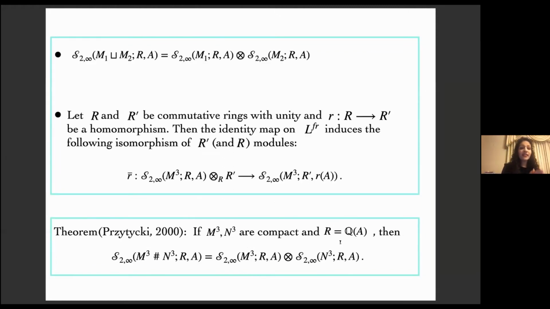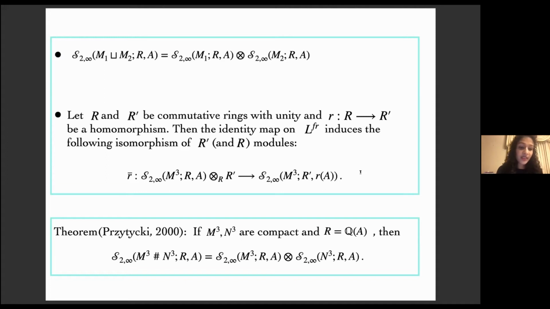Next, if you take the disjoint union of 2 oriented 3-manifolds, then its Kauffman bracket Skein module is the tensor product of the Kauffman bracket Skein modules of the individual manifolds. And Kauffman bracket Skein modules satisfy the universal coefficient property. In particular, if R and R prime are commutative rings with unity and you have a homomorphism between them, then the identity map on LFR, which is the set of all ambient isotopy classes of unoriented framed links in the 3-manifold, induces this isomorphism of R prime modules and R modules.